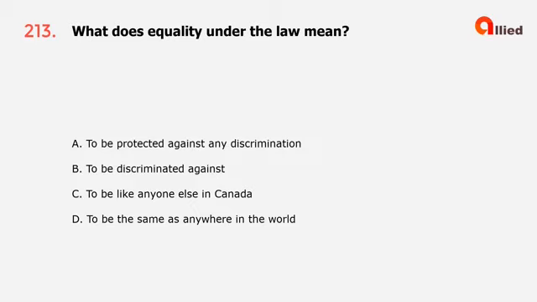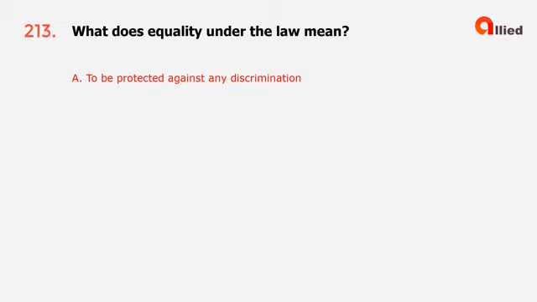Question 213. What does equality under the law mean? A. To be protected against any discrimination. B. To be discriminated against. C. To be like anyone else in Canada. D. To be the same as anywhere in the world. The answer is A. To be protected against any discrimination.